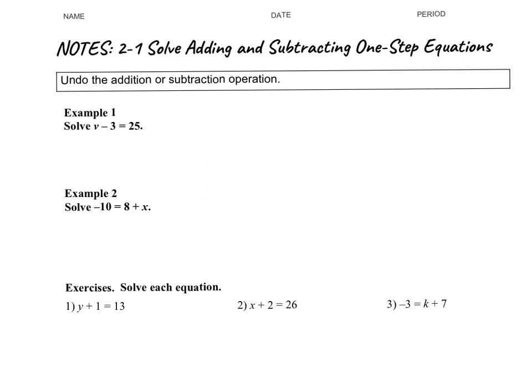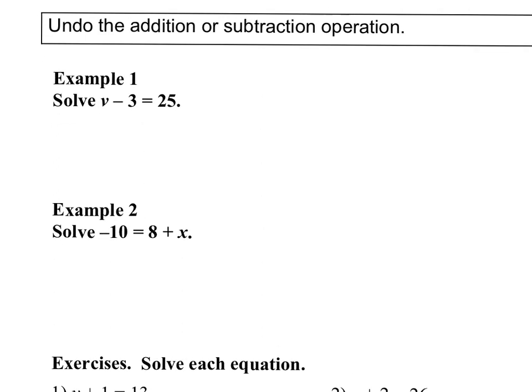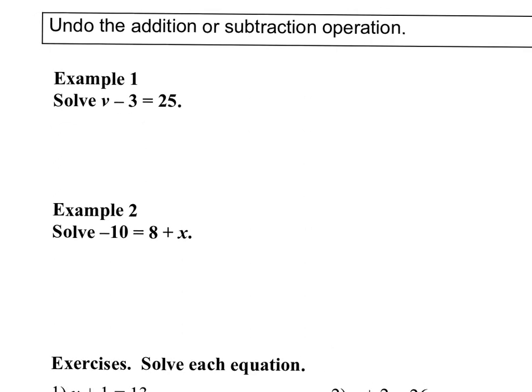So example 1, and all I put in the notes was undo the addition or subtraction operation, because that's all we're dealing with today: addition and subtraction. You will need your integer rules. You need to make sure you know those, because they will come into play at some point. So when we have an example, it says v minus 3 equals 25.